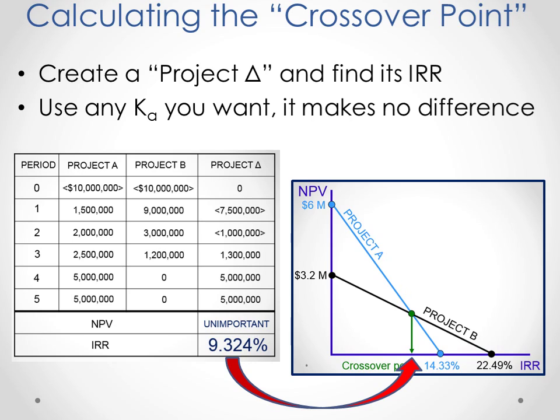2,500,000 minus 1,000,002 is 1,000,003. 5 million minus 0 is 5 million. 5 million minus 0 is 5 million. So now we have a hypothetical project delta.